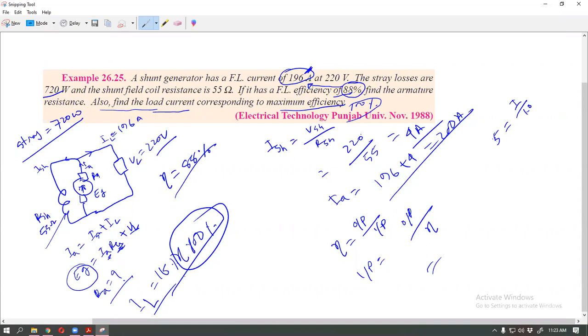So your output value is 220, but this is not the output value, this is only output voltage. Output by input means power, not voltage and current. Our efficiency all the time uses power, output power by input power. So output power PO is equal to 220 into 196. This is V into I. Okay, all are clear?